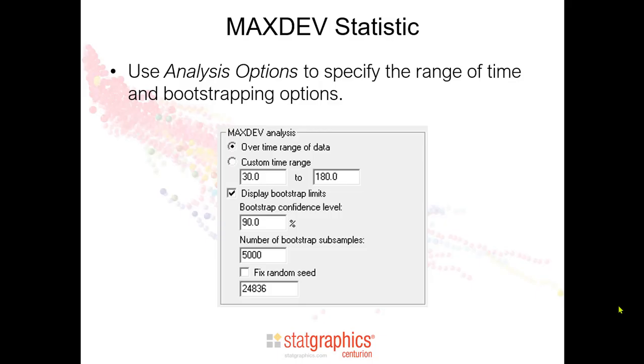Analysis options lets you specify the range of time over which you compute MAXDEV. By default, it's set to the time range contained in the data. You can also specify various aspects of the bootstrap confidence interval, including the number of subsamples. If you want to be sure you can replicate the exact same results by generating the same random numbers if you rerun the data, check the box that says Fix Random Seed.